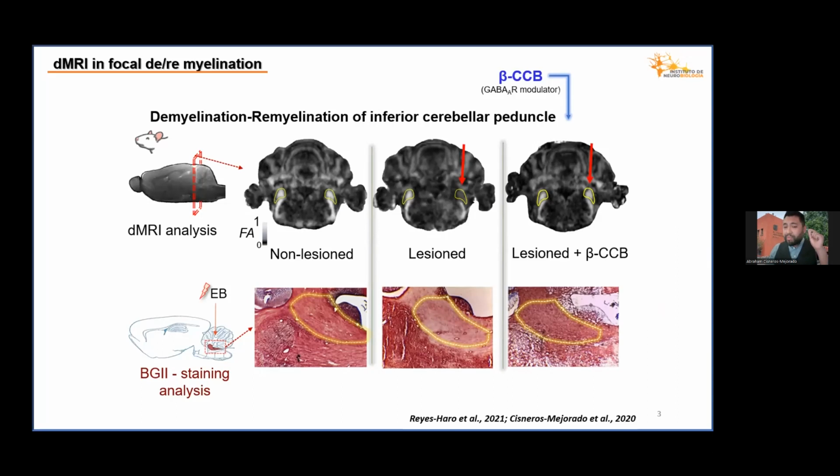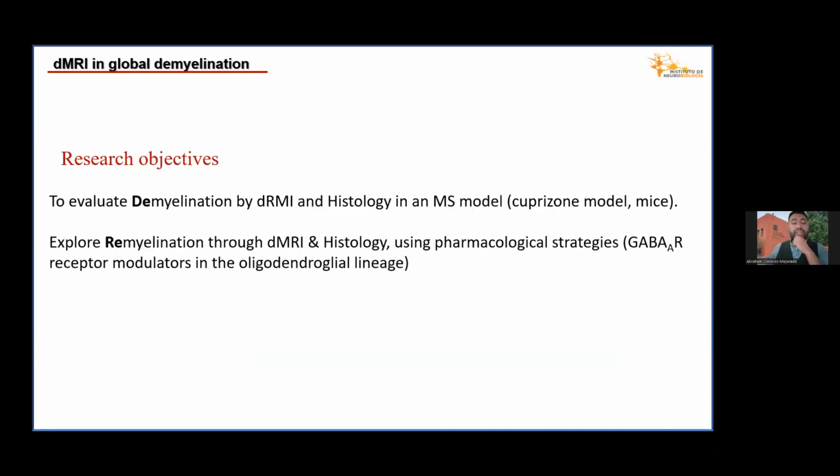Now, this showed that it's possible to employ this protocol with diffusion MRI and histology together to monitor both demyelination and remyelination in a focal model. But now we wonder if it will be possible to test this in a model of a disease such as multiple sclerosis. So currently, we have some objectives: to evaluate demyelination by this protocol, the MRI and histology, in a multiple sclerosis model using the cuprizone model. And next, to explore the remyelination through this protocol using pharmacological strategies.